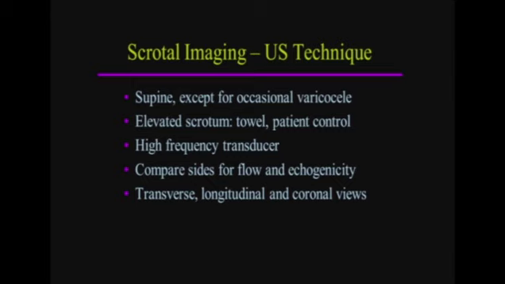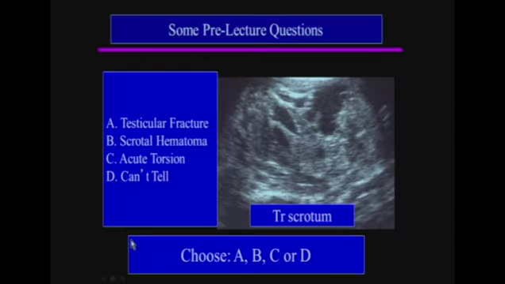High-frequency transducers are used. One is fortunate in analyzing the scrotal contents compared, for example, to the ovaries, in that you can see both testes side by side, evaluating them for flow and echogenicity. Transverse, longitudinal, and coronal views give us a three-dimensional picture.